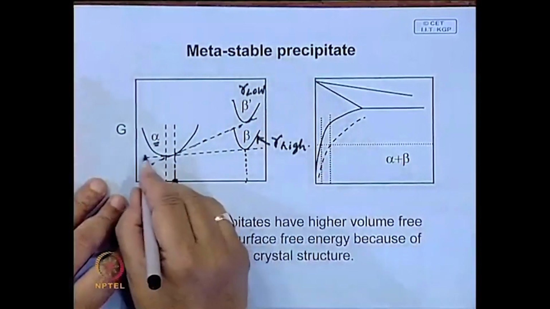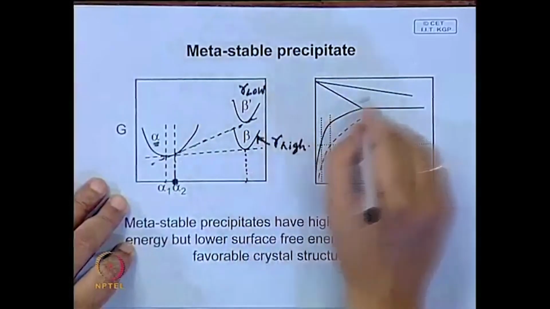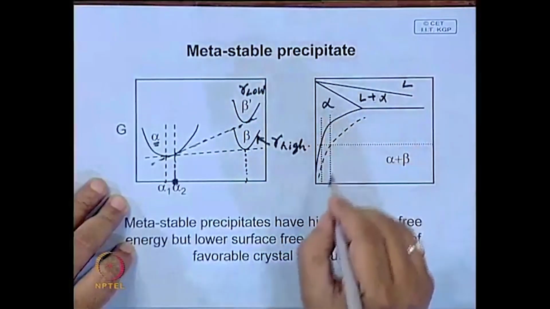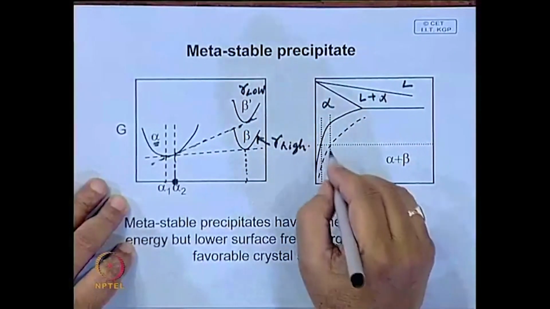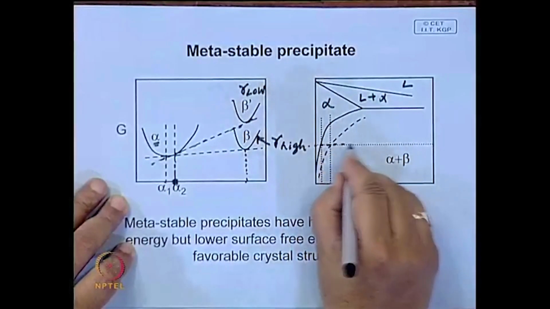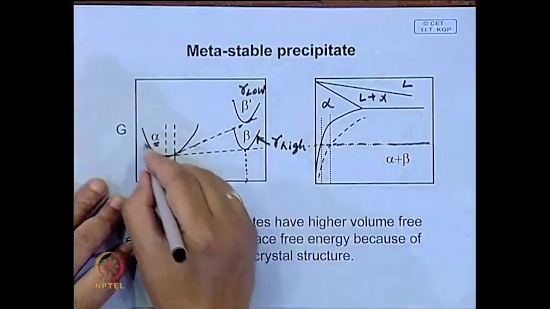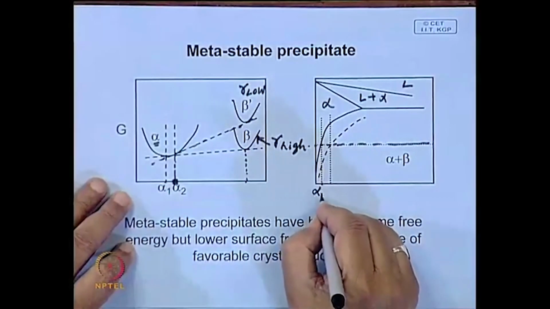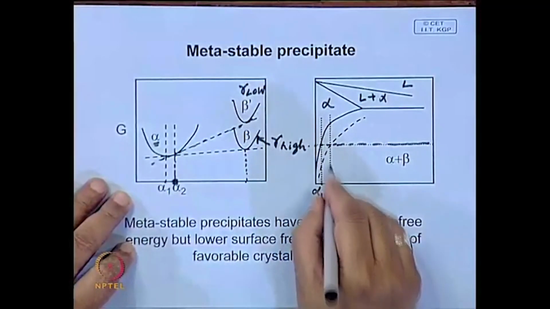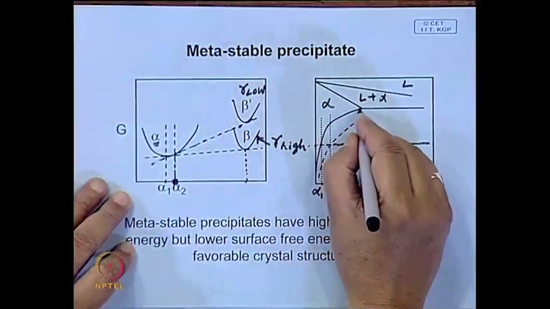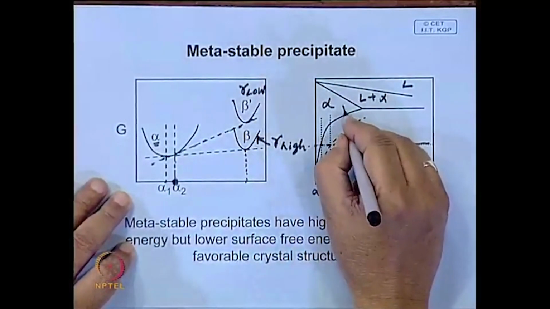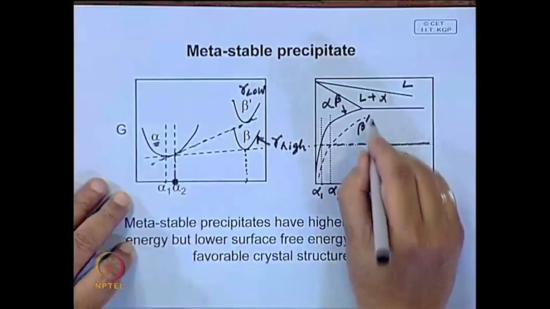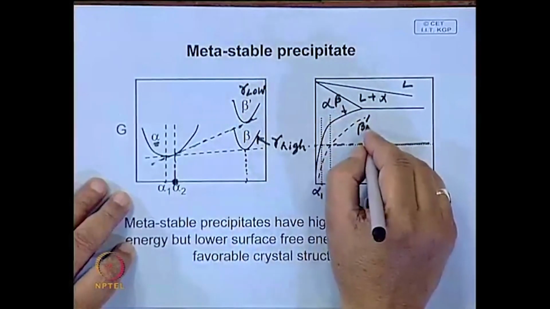So, what it means is, say this free energy composition diagram corresponds to this phase diagram, where this is liquid plus alpha, this is alpha, and this is the temperature at which we have drawn this free energy composition diagram. Now, this is alpha 1, this is alpha 2. This is the solvus line for the stable precipitate beta, and this is the solvus line for the metastable or coherent precipitate, beta prime.